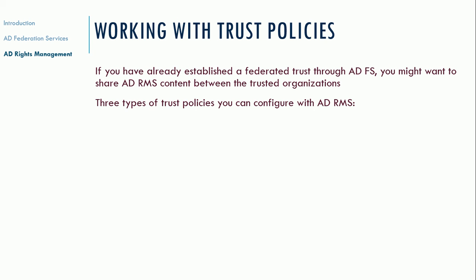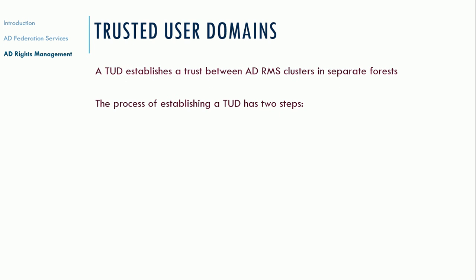But so working with trust policies, if you already have established a federated trust through ADFS, which we just talked about previously, you might want to share ADRMS content between the trusted organizations. So there are 3 types of trust policies that you configure with ADRMS. There's trusted user domains, trusted publishing domains, and federated identity support. So again, we have users and publishing, and then the federated identity support. Users are people that are going to access these documents, and the publishers are people that publish the documents and define what permissions are allowable for that document.